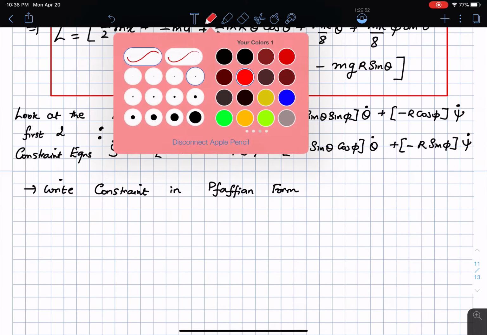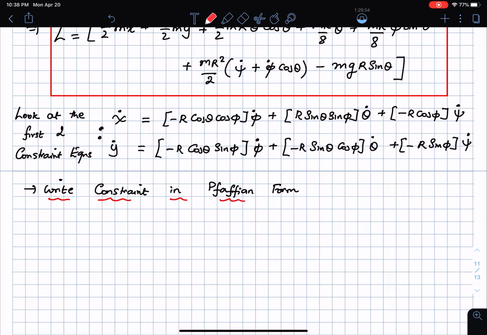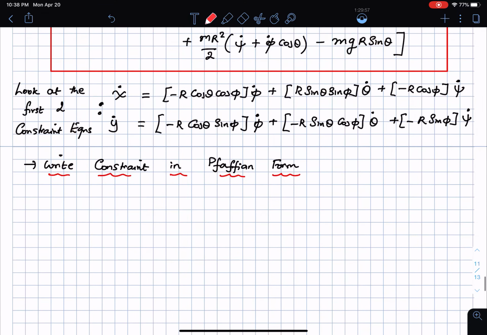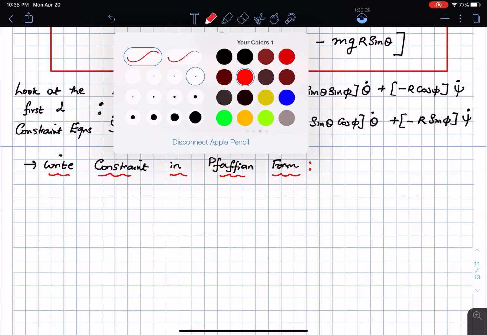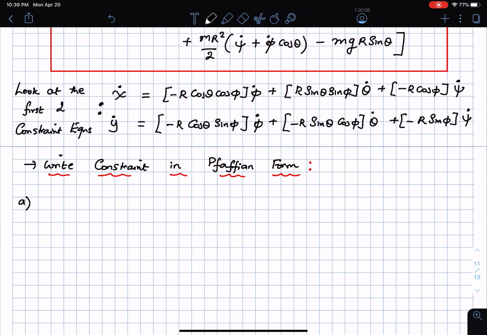Okay, with your permission I'll complete this problem so that we will be done with the equation of the rolling coin. So if I write the constraints in the Pfaffian form, here is what I have. Instead of x dot and y dot, I'll be having dx, dy, and so on. So the first one is going to be 1 times dx plus 0 times dy plus 0 times dz. Then I'm going to have terms containing d phi, d theta, and d psi.